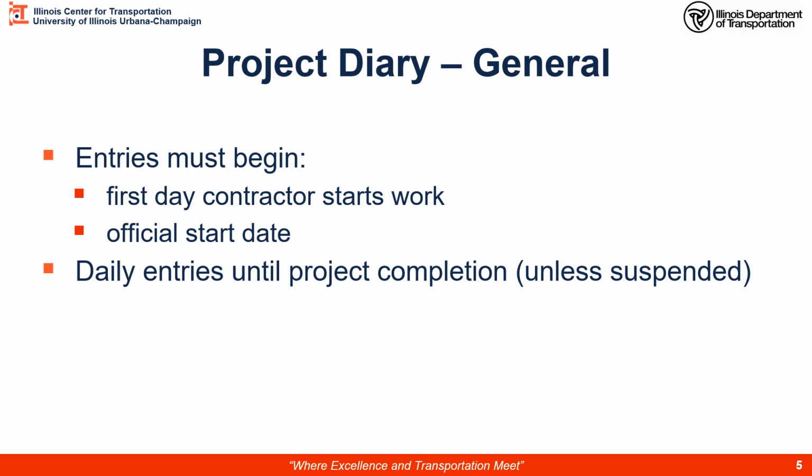Entries must begin the first day the contractor starts work or the official start date. If you don't have an altered start date in writing, that would be at a minimum 10 days after execution of your contract. Daily entries are required in the project diary until the project is complete or if it is officially suspended.